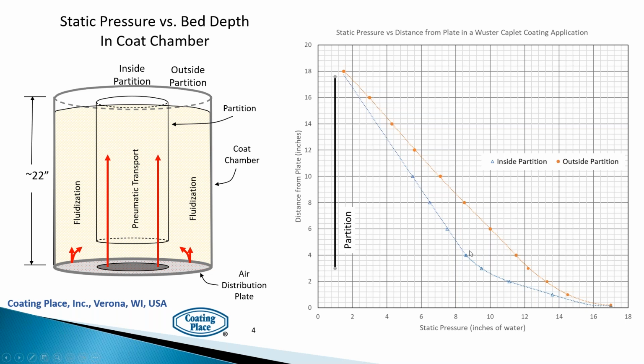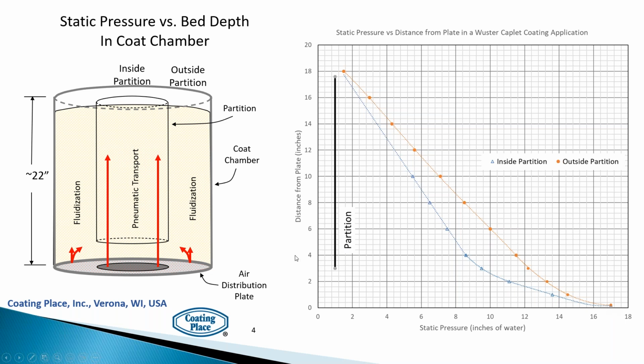Now, the graph on the right is a look at what the pressure, static pressure, is in the outside the partition and inside the partition. And the dark line on the left of the graph is basically where the partition would be located, at least where the bottom edge of it is. I don't know what the full length of it was for this particular study. But if you look at the orange line in the graph, which is the outer bed pressure, right at the plate on the lower right corner, the pressure is going to be the highest.